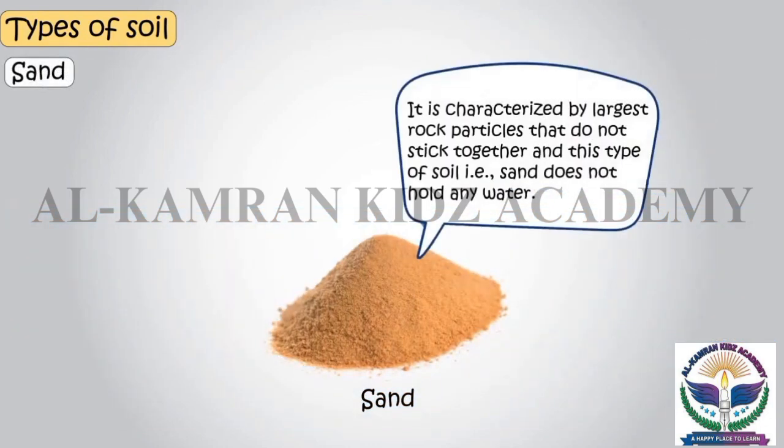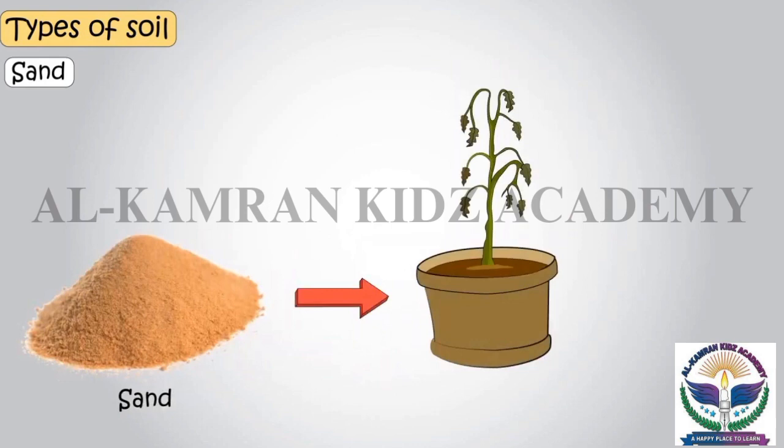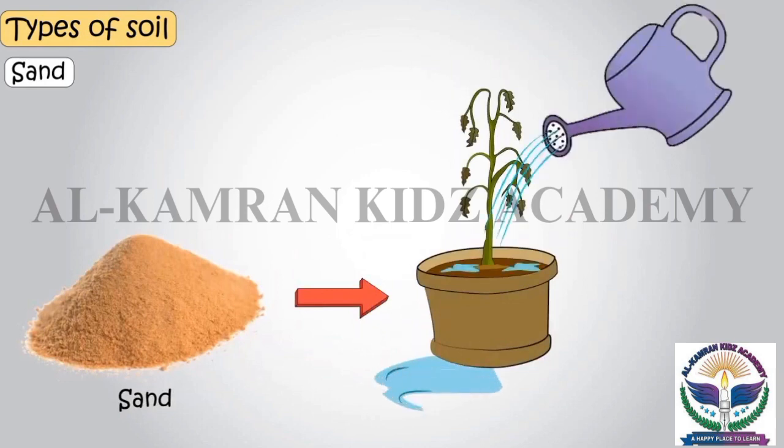It is characterized by the largest rock particles that do not stick together, and this type of soil, that is, sand, does not hold any water. Sand is fairly coarse and loose, so water is able to drain through it easily. While this is good for drainage, it is not good for growing plants because sandy soil will not hold water or nutrients.